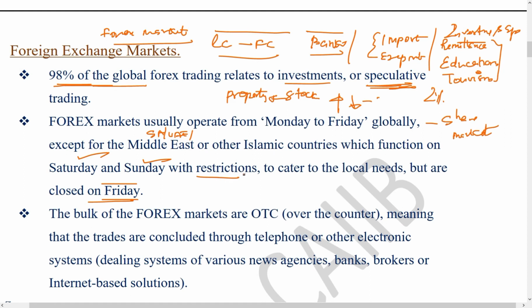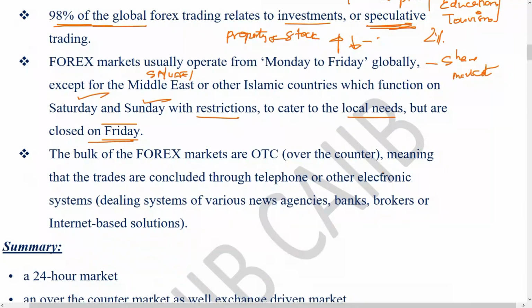But total transactions they cannot do, since other countries are on holiday on Saturday and Sunday. Only their local needs they can satisfy, they can cater only to the local needs. They cannot transact with abroad on those days, since it was a holiday for other countries.